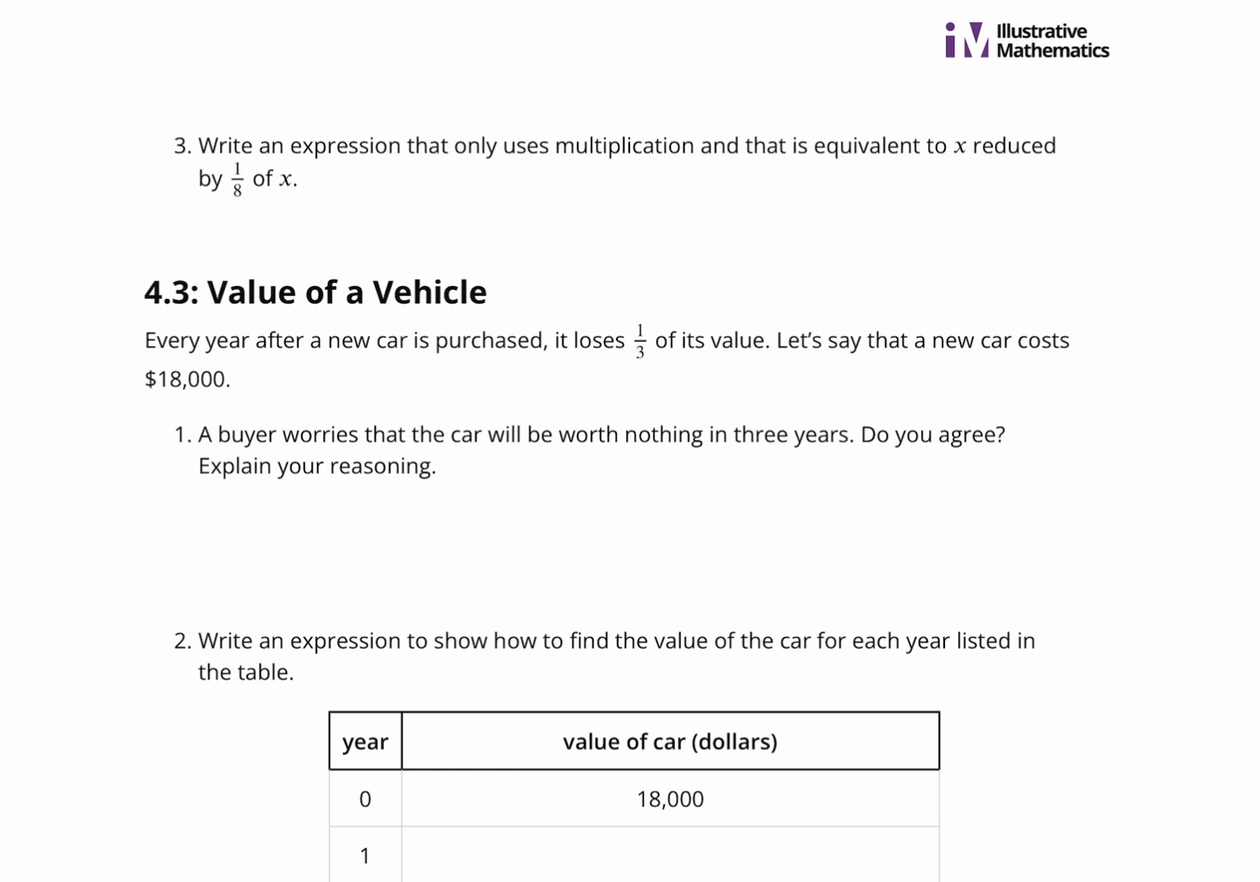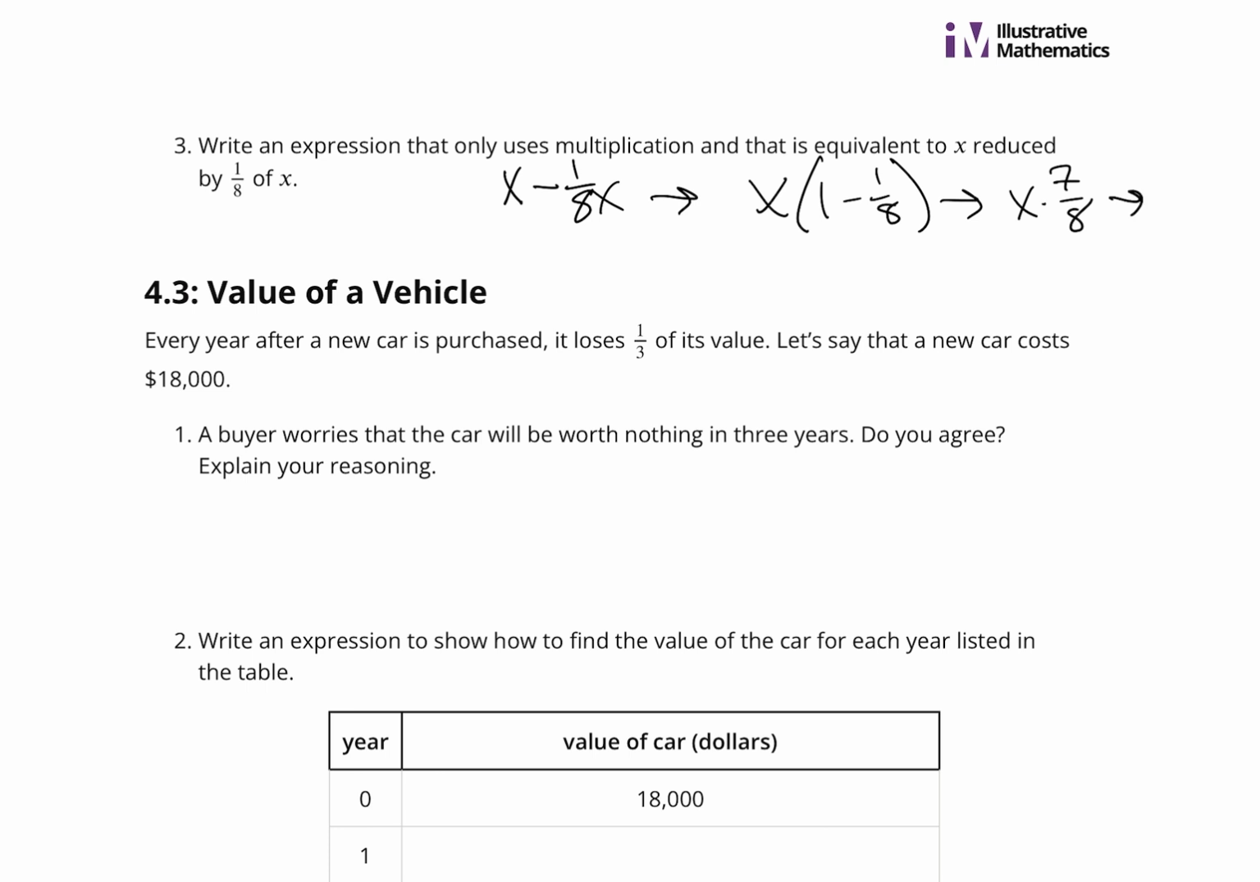Number 3, write an expression that only uses multiplication and that is equivalent to x reduced by 1/8 of x. So we're following the same process. We're starting with x, reducing it by 1/8 of x. We're going to factor out the common factor here, and what's common in both of these terms, x and 1/8 x, both have an x. So I can factor out the x, and I'll be left with x times 1 minus 1/8. Now I can simplify what's inside the parentheses. 1 minus 1/8 is 7/8.